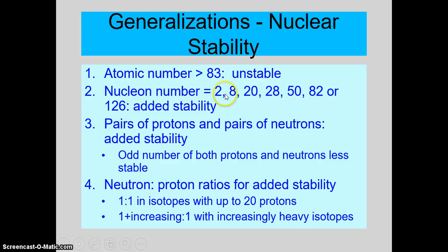Certain nucleon numbers, sometimes called magic numbers, if it has 2, 8, 20, 28, and so forth, all the way to 126, that just adds stability to the nucleus. So that's for example, helium, right? Helium has 2 protons. Oxygen has 8 protons. So those add stability. Pairs of protons and pairs of neutrons also add stability. Odd numbers of protons and odd numbers of neutrons tend to be less stable.